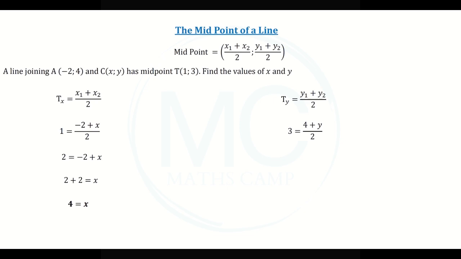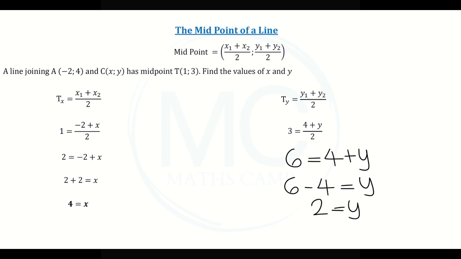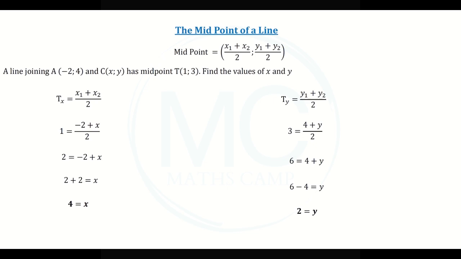Let's multiply both sides by 2. 3 multiplied by 2 is 6, so we get 6 is equal to 4 plus y. Let's move 4 to the left-hand side, and we get 6 minus 4 is equal to y, which means that 2 is equal to y. Now we have an x coordinate of 4 and a y coordinate of 2. So the coordinates for point C are 4, 2.